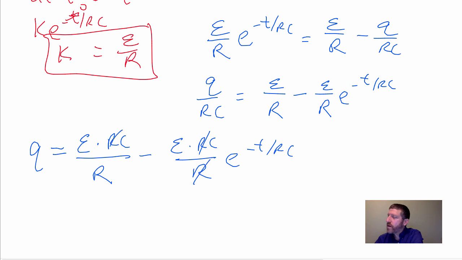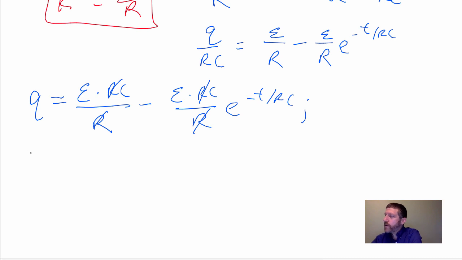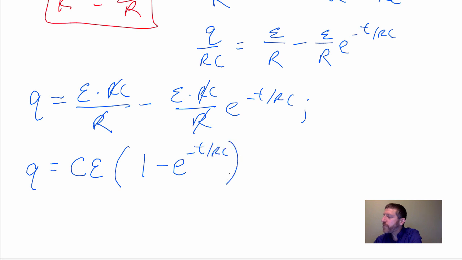And this cancels right there and right there. Now I'm getting really, really close. I've got Q equals CE times, I'm going to just factor that out, 1 minus e to the negative t over RC. So what the heck is this? CE is the capacitance times the final delta V. That just happens to be Q max. So another way to express this is Q max times 1 minus e to the negative t over RC.